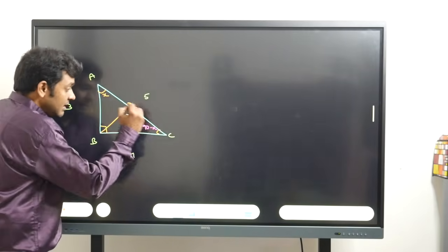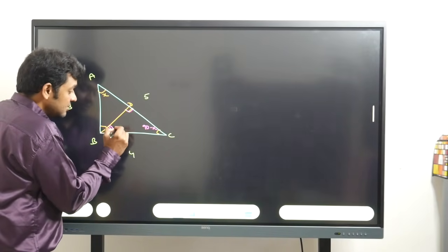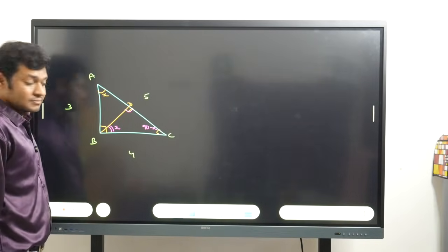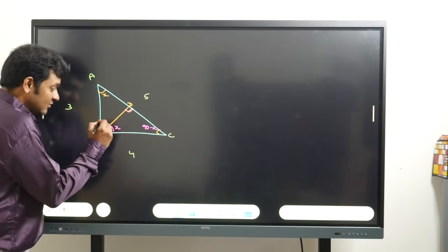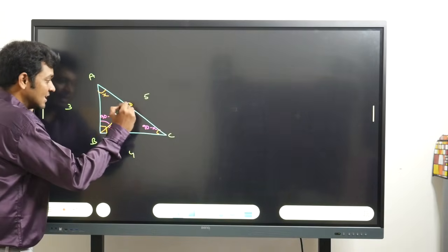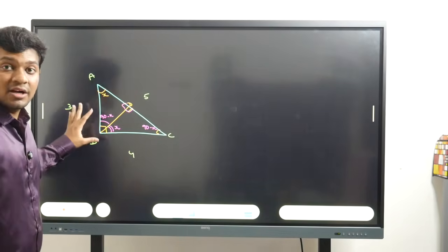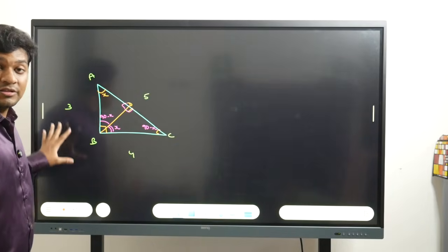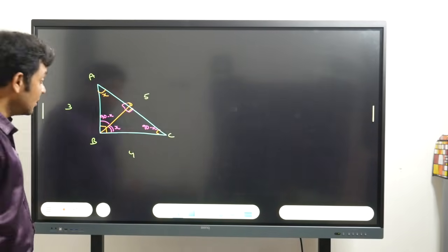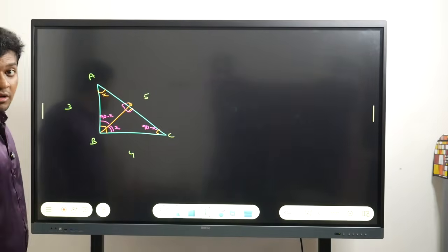In this triangle BDC, I know this angle is 90. This angle is 90 minus x. Therefore, this angle should be x. And this total angle is 90. If this is x, this should be 90 minus x. Therefore, all these three triangles have their respective corresponding three angles equal. Therefore, the three triangles are similar. So we know if triangles are similar, corresponding sides are proportional.